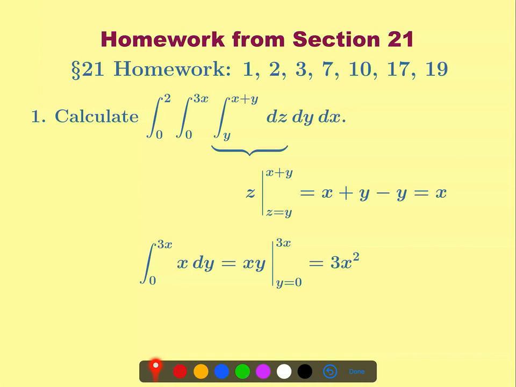So x is a constant, so I just get the constant times y when I integrate this, and I'm evaluating y from 0 to 3x. I'm going to get 3x squared, then minus 0. So I just get 3x squared. And so the first two integrals are going to give me a 3x squared, and now I want to integrate with respect to x, where x is going from 0 to 2.